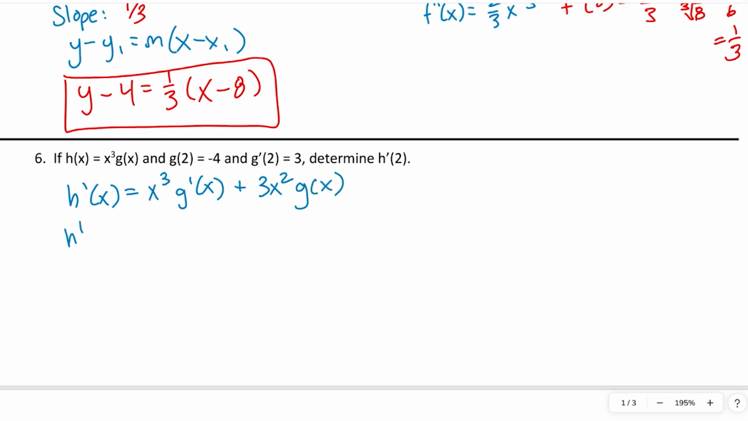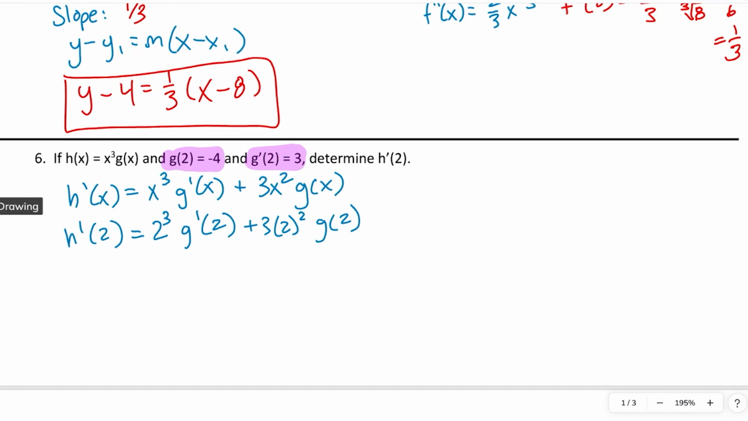So if I want h prime of 2, or in other words, the slope when x is 2, I'm just going to plug in 2 into our derivative. 2 cubed times g prime of 2 plus 3 times 2 squared times g of 2. Now, g of 2 and g prime of 2 are both given, and that's really the only piece of information that we have about g. That's all we need to answer this question.